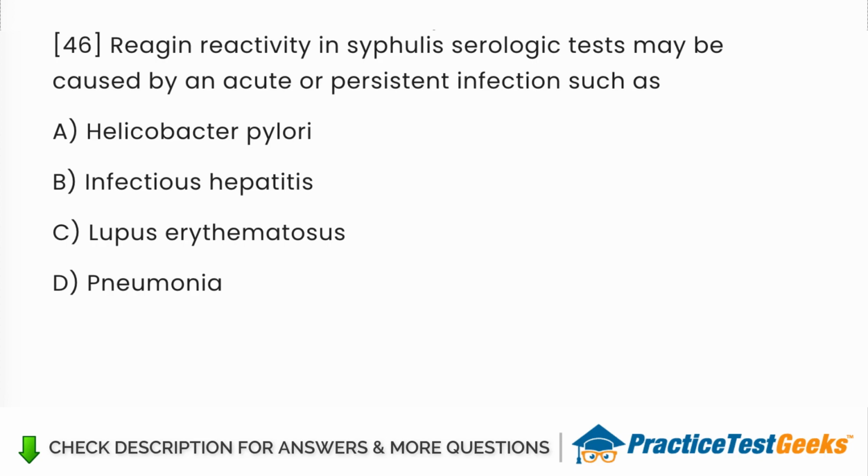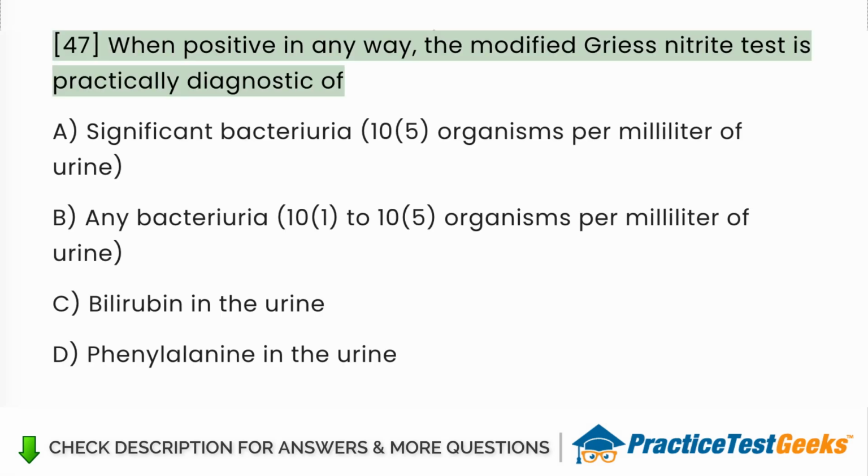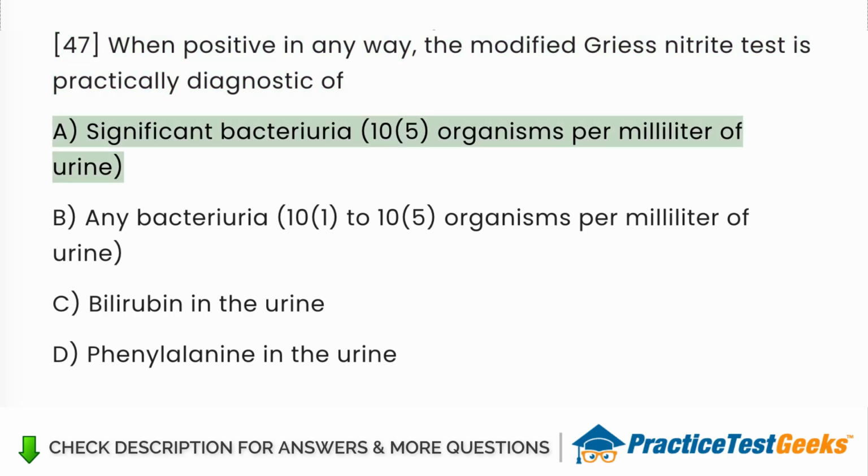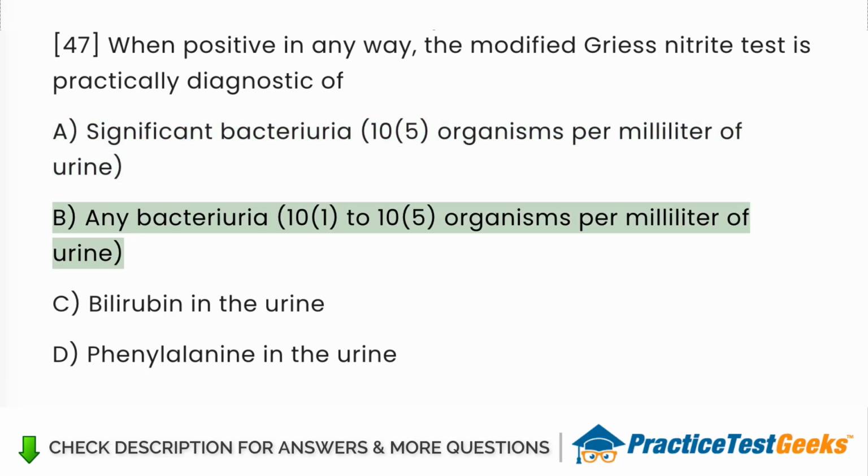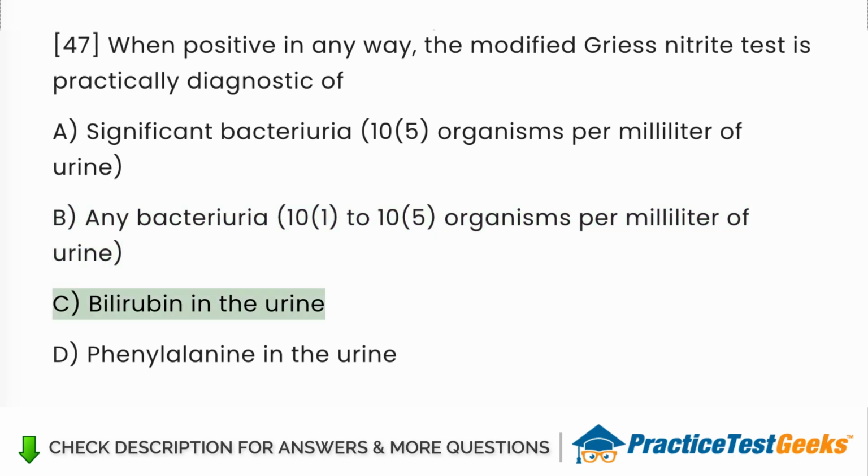When positive in any way, the modified Griess nitrite test is practically diagnostic of A. Significant bacteriuria organisms per milliliter of urine. B. Any bacteriuria to 10 organisms per milliliter of urine. C. Bilirubin in the urine. D. Phenylalanine in the urine.